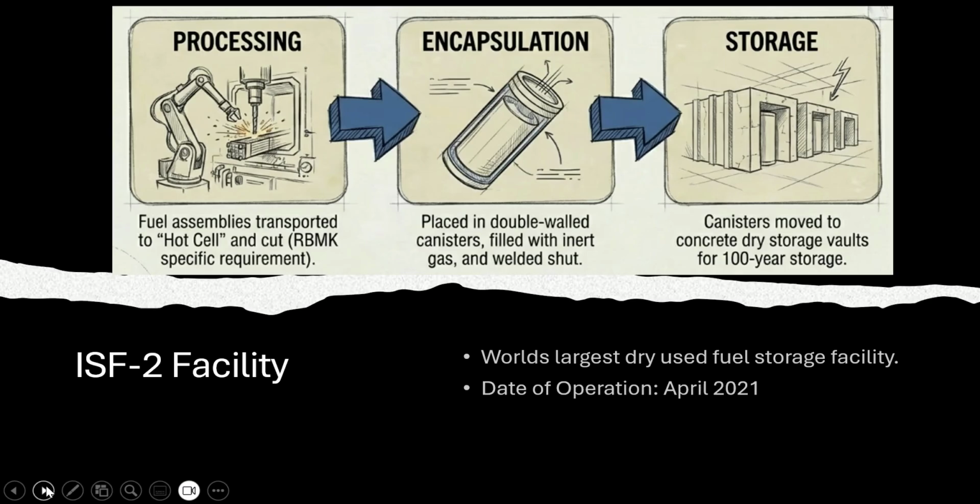Long-term management involves the ISF-2 facility, where fuel assemblies are transported to a hot cell to be cut and processed. They are encapsulated in double-wall canisters filled with inert gas and moved to concrete dry storage vaults for the next century.